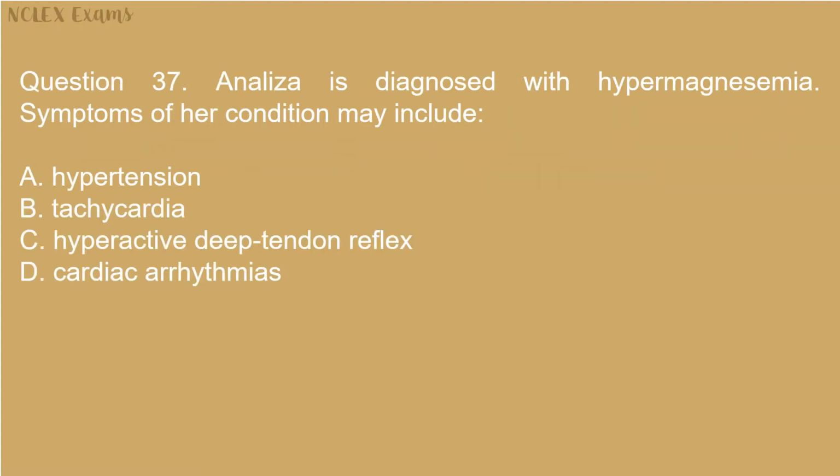Question 37. Annalisa is diagnosed with hypomagnesemia. Symptoms of her condition may include A. Hypertension. B. Tachycardia. C. Hyperactive deep tendon reflex. D. Cardiac arrhythmias.